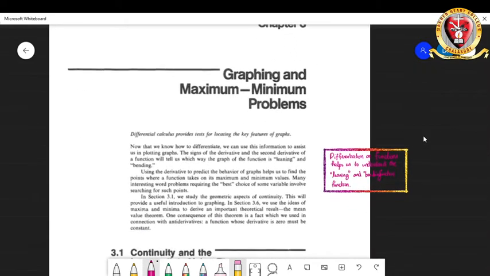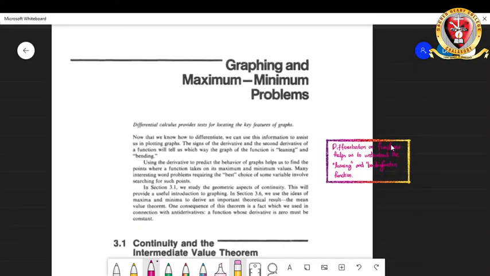Differentiation is a concept which helps us to understand more about functions, and how the functions lean and how the functions bend when we are looking at the graph of a function.